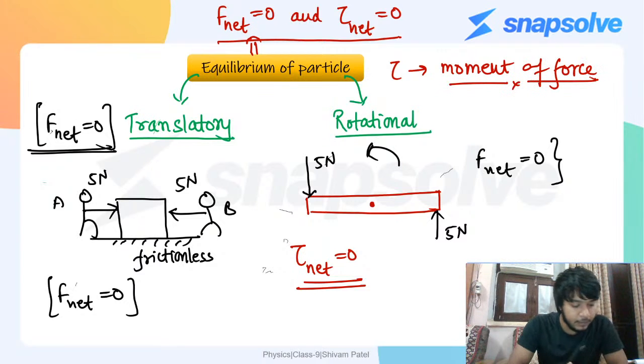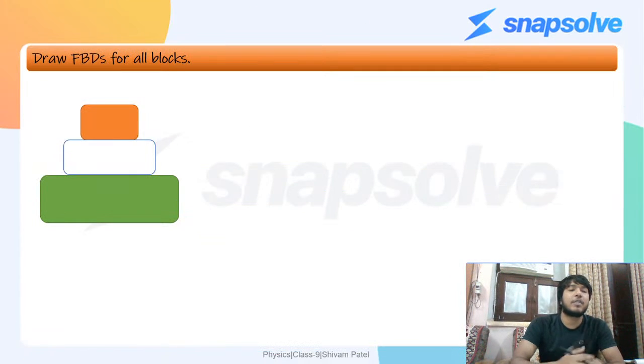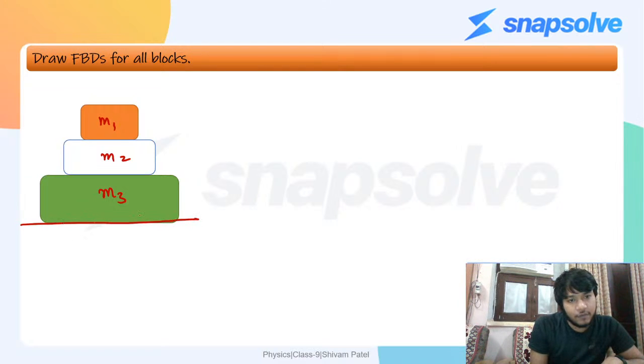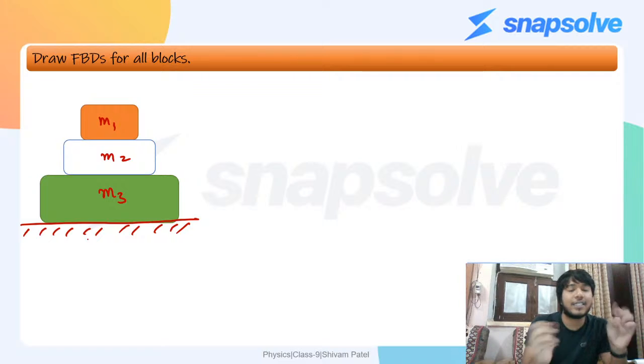Clear? Yeah, nice. So let's draw some free body diagrams of the blocks. These are the blocks. Let's say the masses I'm giving M1, M2, and M3. These are the masses of these three blocks, right? And let's say these are placed over the horizontal surface. And you are asked to draw the free body diagram for these masses M1, M2, and M3 respectively.